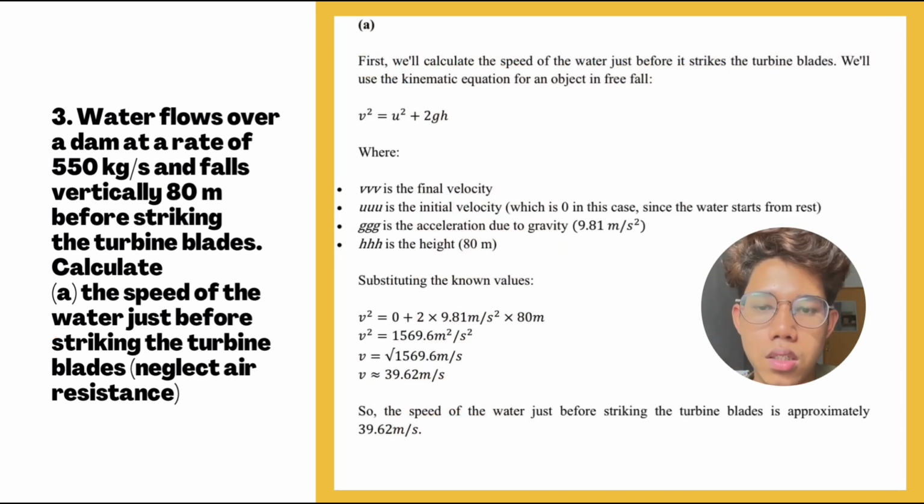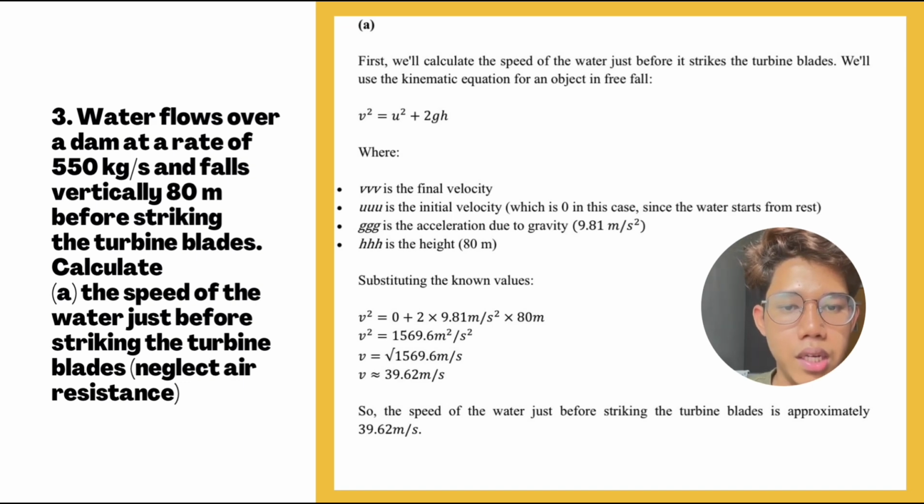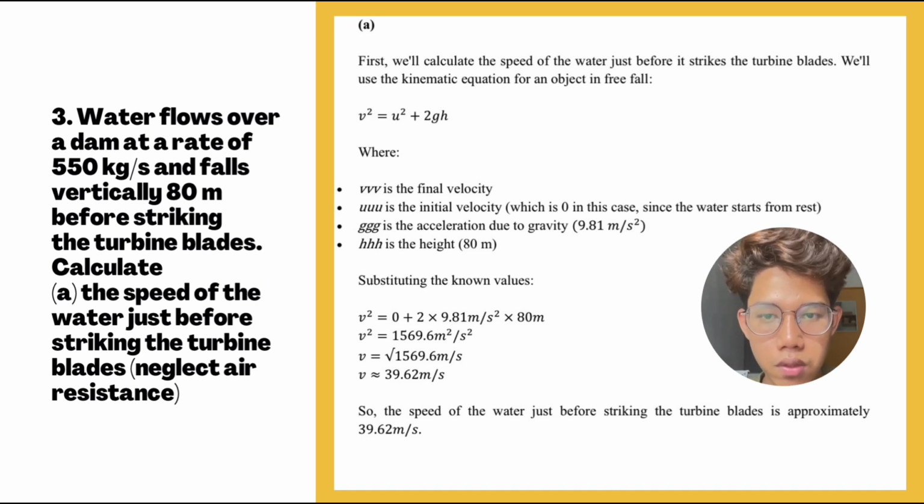The third question is, water flows over a dam at a rate of 550 kg per second and falls vertically 80 meters before striking the turbine blades. Calculate A, the speed of the water just before striking the turbine blades, neglecting air resistance. And the answer: first, we'll calculate the speed of the water just before it strikes the turbine blades. We'll use the kinematic equation for an object in free fall.